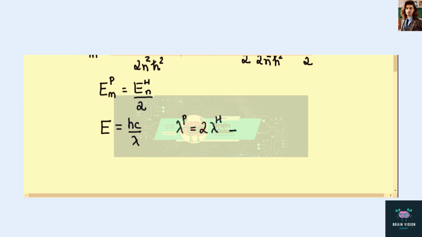So from here, we get that the wavelength of the positronium is 2 times 656.2 nanometers. So the wavelength of the positronium is 1312.6 nanometers.